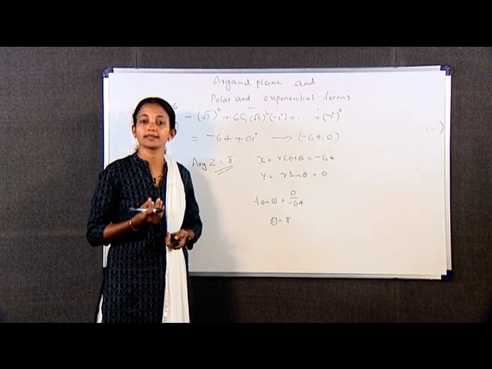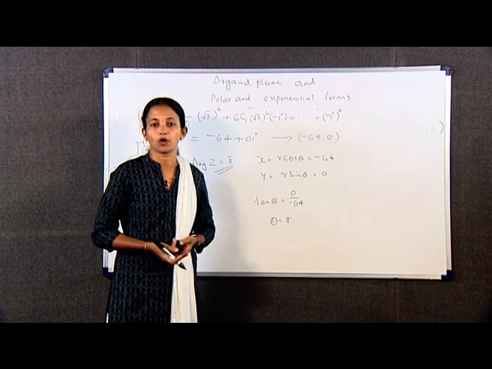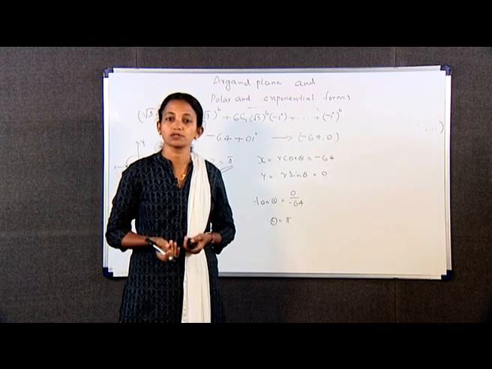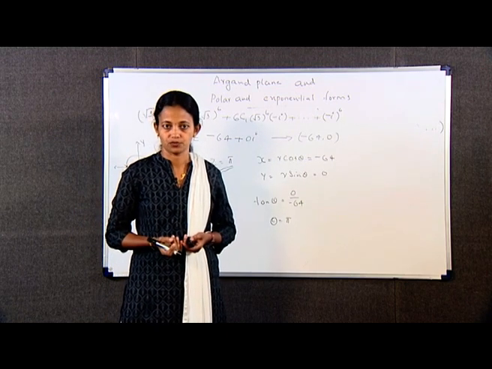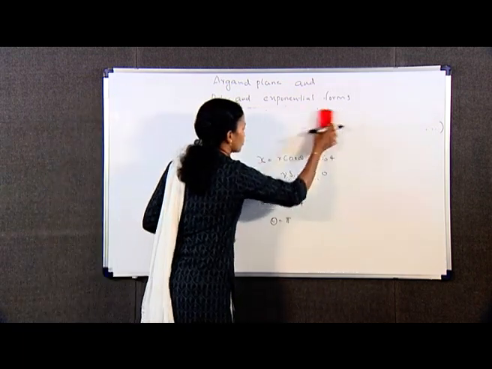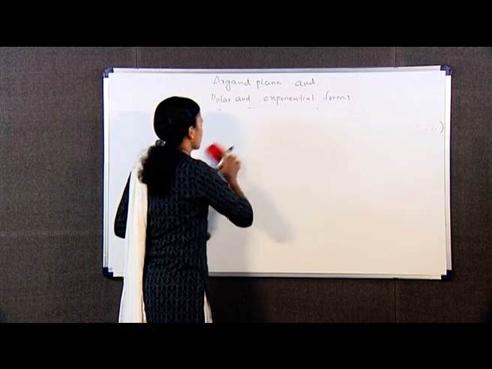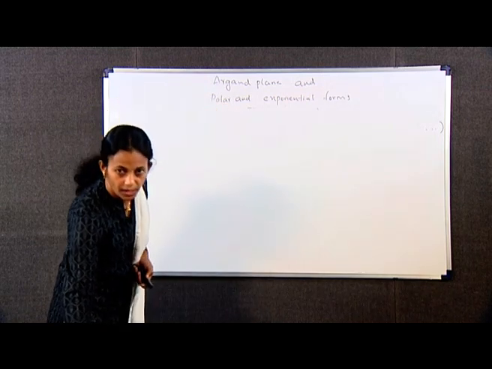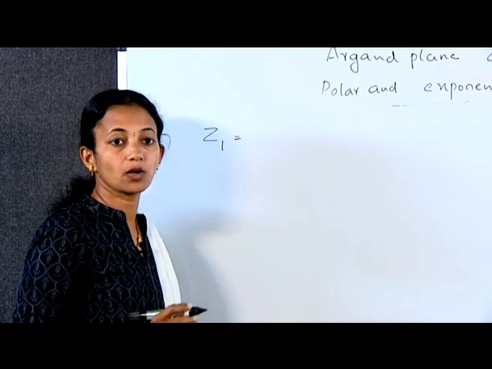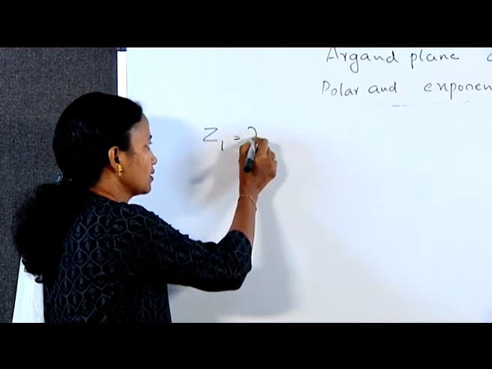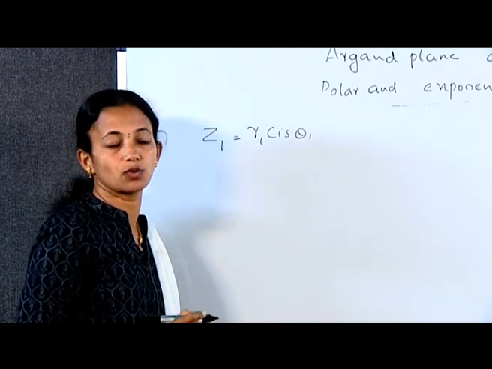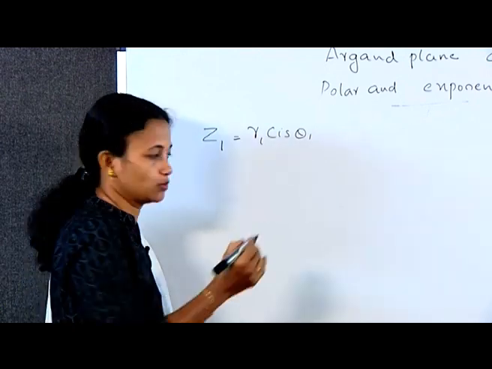Now, we have product and quotient. The polar form z is equal to r times cos theta plus i sin theta is very useful for multiplication. For that, let z1 is equal to r1 cis theta 1 and z2 is equal to r2 cis theta 2.